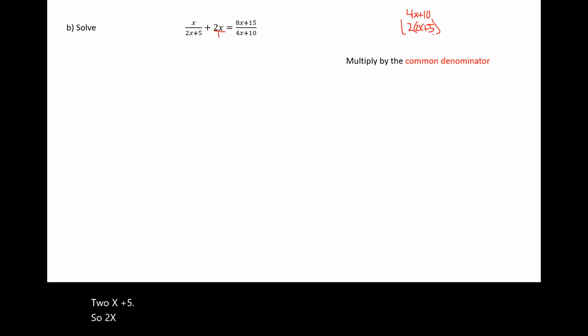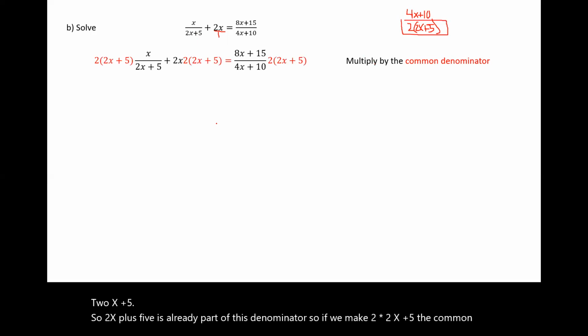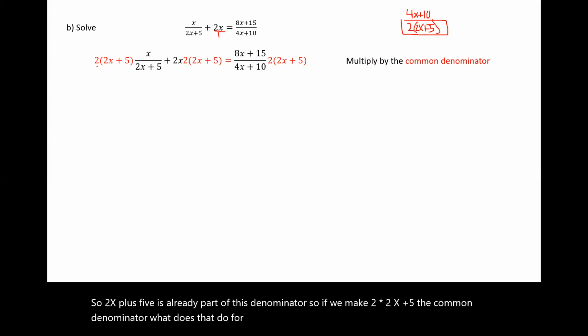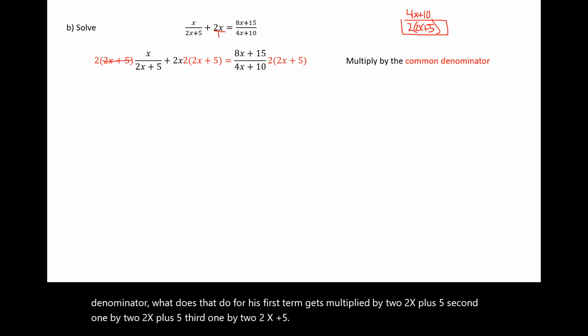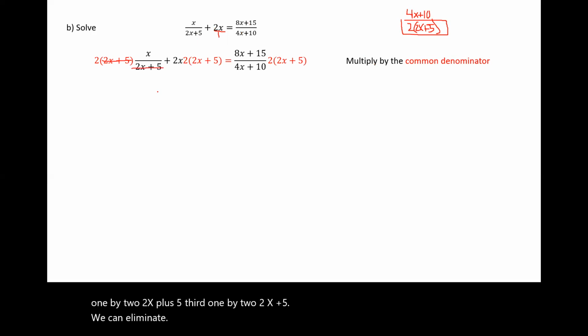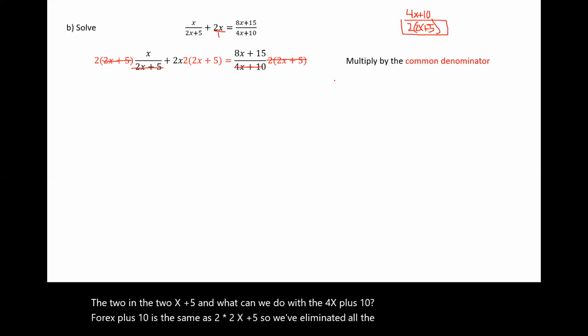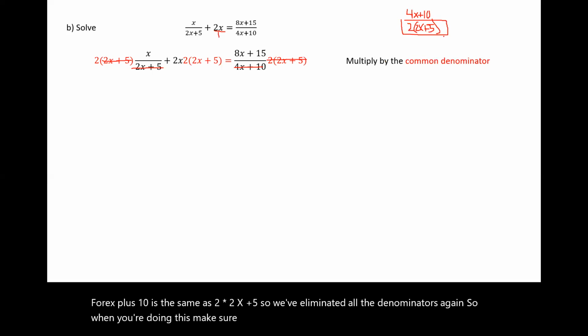So if we make 2 times 2x plus 5 the common denominator, what does that do for us? First term gets multiplied by 2, 2x plus 5. Second one by 2, 2x plus 5. Third one by 2, 2x plus 5. We can eliminate the 2 and the 2x plus 5. And what can we do with the 4x plus 10? 4x plus 10 is the same as 2 times 2x plus 5. So we've eliminated all the denominators again. So when you're doing this, make sure the common denominator you multiply by is as small as possible. That will save you a fair bit of work.